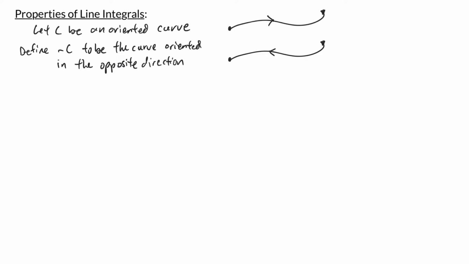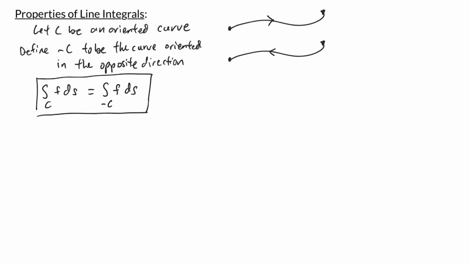One of the properties of a line integral is that the line integral of a function over some oriented curve is the same as the line integral of the same function over the curve oriented in the opposite direction. So no matter how the curve is oriented, you get the same line integral. We'll demonstrate this property by looking at an example that we did in our last video.